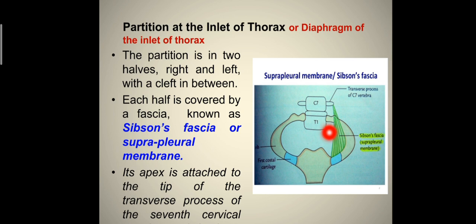The suprapleural membrane is triangular in shape. Its apex is attached to the transverse process of the C7 vertebra. Here is the apex, and the base is attached to the inner border of the first rib and costal cartilage. So it is triangular in shape, attached to the transverse process of the C7 vertebra and the inner border of the first rib.